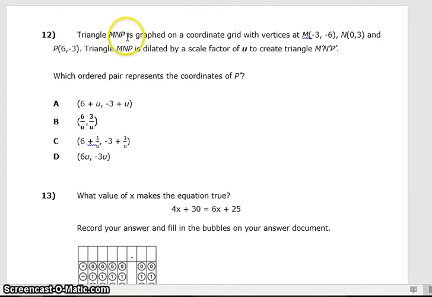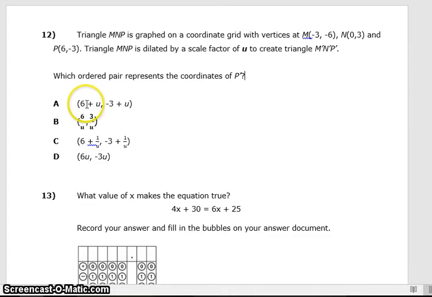Triangle MNP is graphed on the coordinate grid with vertices of M (-3, -6), N (0, 3), and P (6, -3). Triangle MNP is dilated by a scale factor of U, so not a number, just the letter U, to create triangle MNP prime. Which ordered pair represents the coordinates of P prime? I'm looking for P prime.